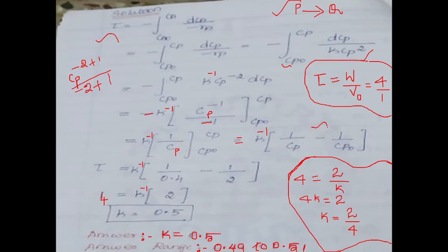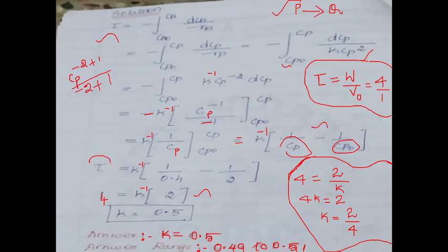So this is the integration and substitution. Now we know the Cp and Cp0 values, this is the given data, substitute here. So outside K power minus 1 into 1 by 0.4 minus 1 by 2, that is equal to 2. So here K inverse into 2. This is the RHS side.